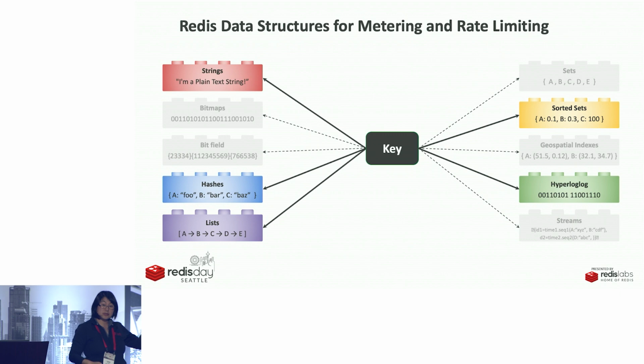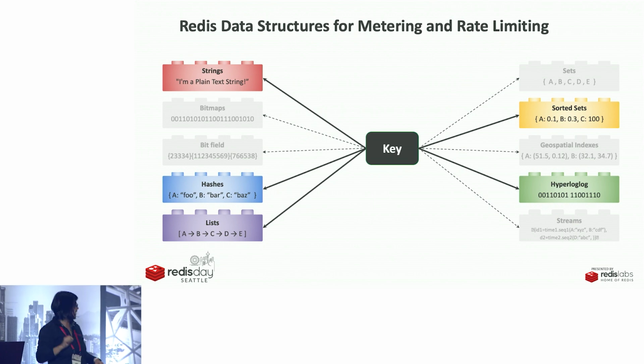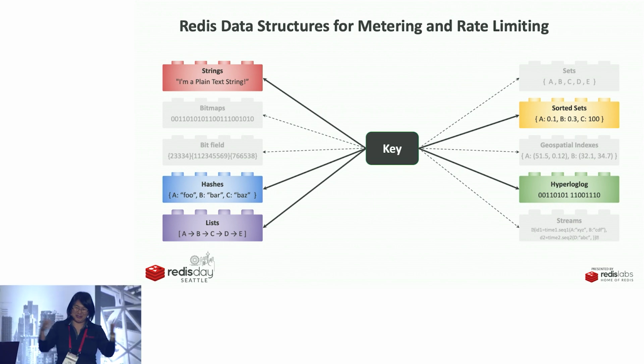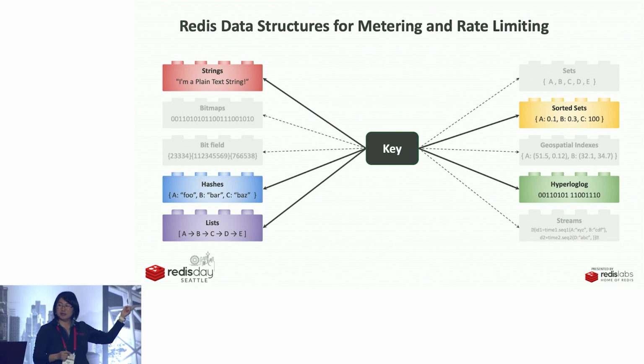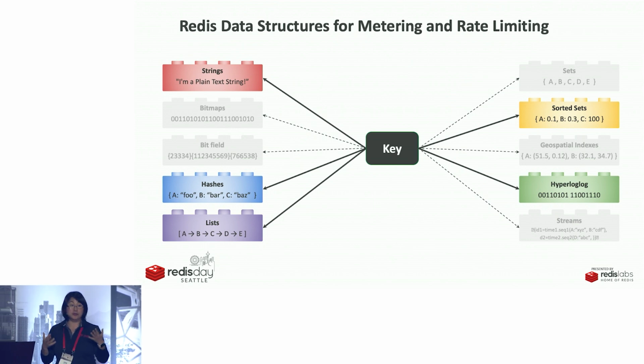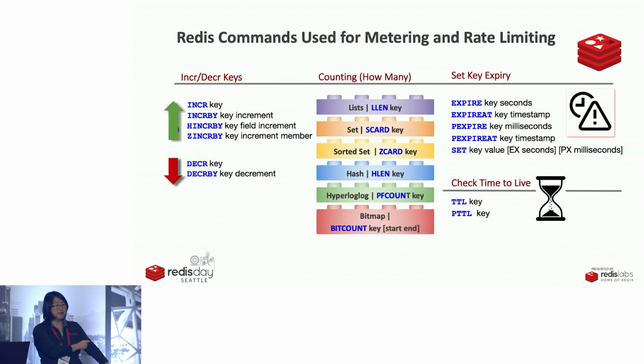Strings, hashes, how many of you are familiar with hashes? Great, thank you. Lists, just kind of a queuing, pop, push kind of concept. Sorted sets and hyperloglogs. These are the typical components within Redis that you could use as part of your rate limiting design pattern. My favorite data structure, by the way, is hyperloglog, but you could have a side conversation with me afterwards about that. All right, so let's talk about the specific Redis commands for metering and rate limiting.